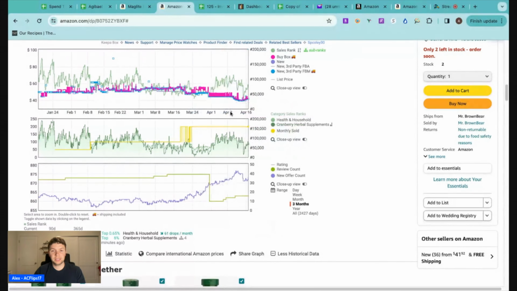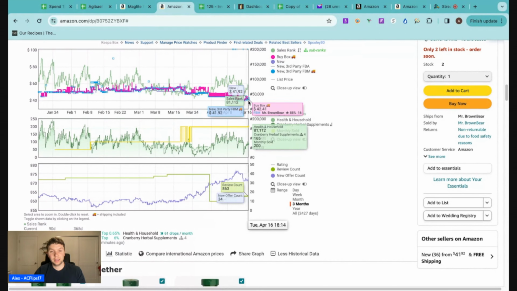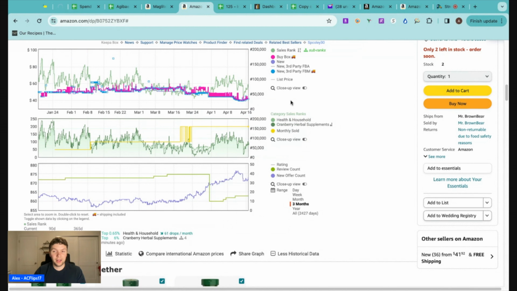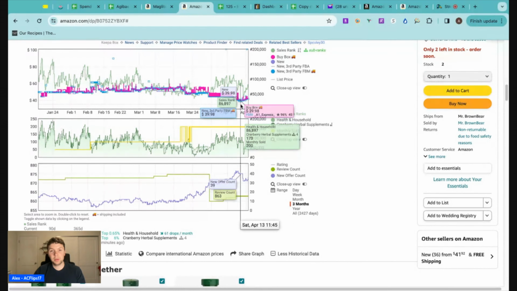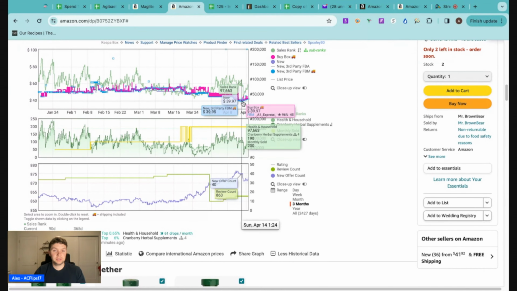So what I'm seeing here is that competition is starting to go down. Price is starting to go up slightly. We did bottom out at like $40, but if we're profitable at $40, I don't see why we wouldn't want to purchase this because we see the price starting to go up.